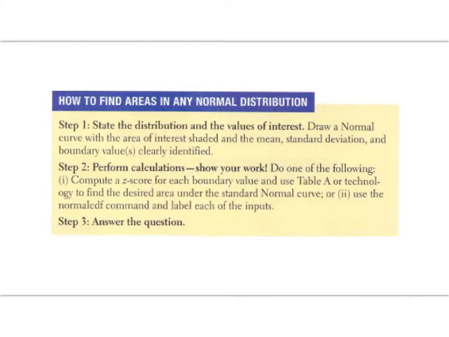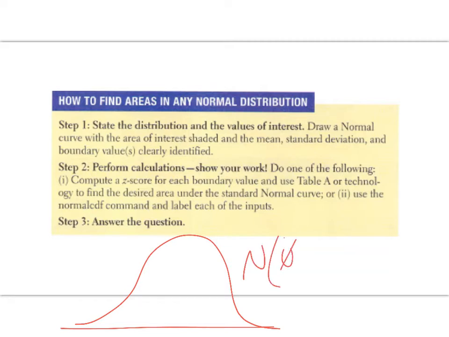Okay, so when you're solving these problems, these are the things you're going to need to do to make sure that you are receiving full credit. So the first thing, you need to state the distribution and values of interest. Draw your normal curve, shade the area that you're interested in, and identify the curve. Remember to identify it. So let's say this is my standardized normal curve, mean of 0, standard deviation of 1. Remember, that's what is in our parentheses there, the mean and the standard deviation.